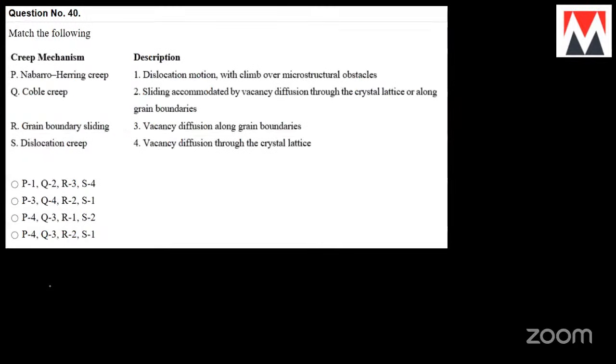Next one. So you have P, Q, R, S. Nabarro-Herring is for vacancy diffusion along crystal structure. Vacancy diffusion along grain boundary. You have for this, grain boundary sliding is 2. Then this one is 1. So your answer is D.